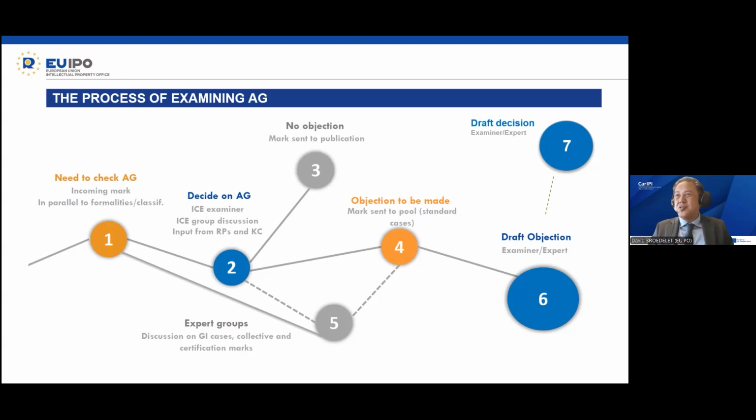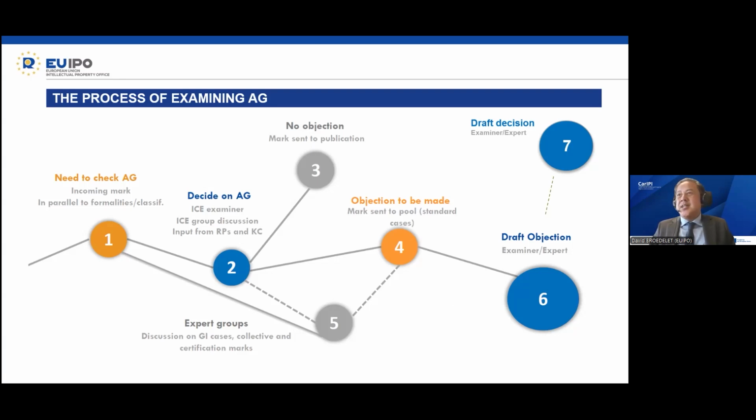I actually went from 2 to 4. So 2 is the group. When they say it's all okay, it will go to 3 and it goes to publication. And when they say no, it's not okay, we go to 4. This is not a specific examiner. This is a so-called pool of cases to be objected to.